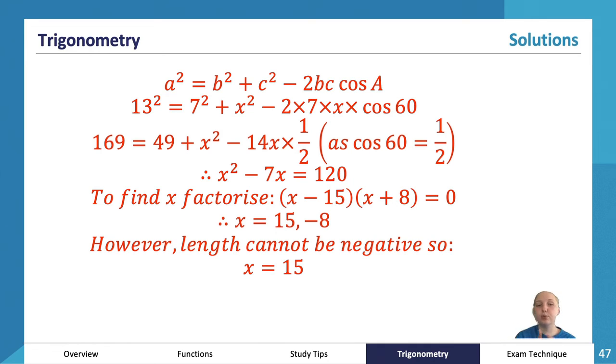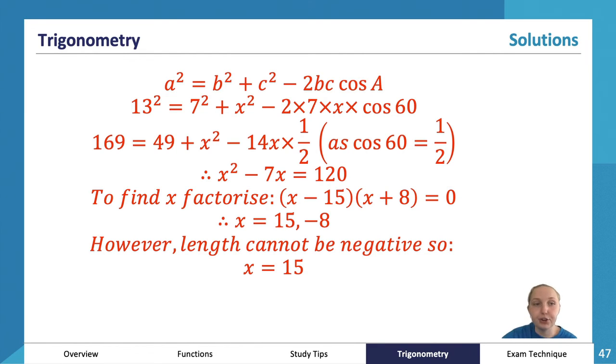Now, this is super important because usually in the HSC, marks are actually associated with discounting the solution. So you therefore say, however, because the length can't be negative, x is only going to be equal to 15. It's super important that, one, if you're going to discount that one, you know you have to discount the solution, and two, if you're going to discount it, that you give a reason as to why you have discounted it. So our length can't be negative, so therefore we can't have negative 8 as a solution.